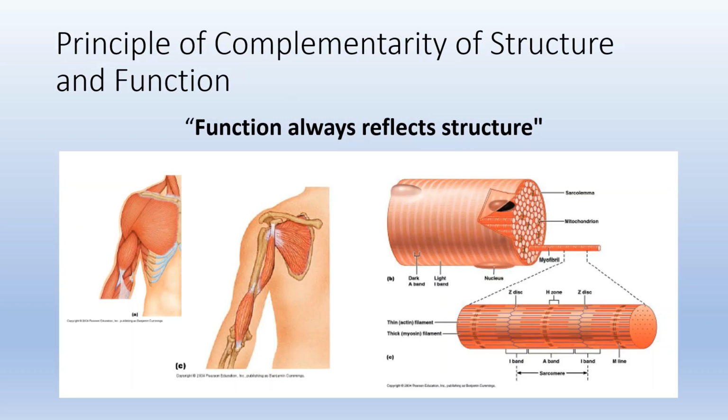Oftentimes, programs or colleges will teach anatomy and physiology as separate courses. However, it is quite impossible to talk about one without mentioning the other. And that is due to this principle of complementarity of structure and function. The function will always reflect the structure. The example that is provided on the screen for you includes the muscular system. On the left-hand side, you are looking at the muscles of the shoulder complex as well as the upper limb. On the right-hand side, you are looking at a microscopic view of a muscle cell or of a muscle fiber.